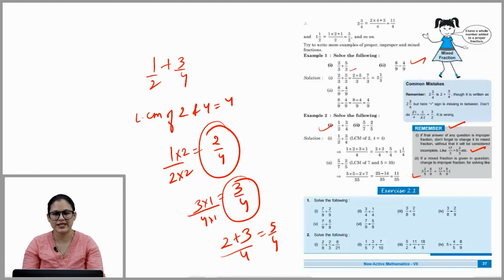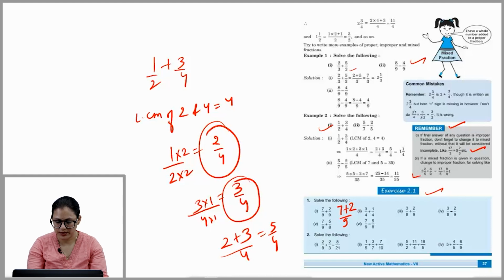Okay, let's do exercise 2.1. 7 by 9 plus 2 by 9. So, what will you get? You will only add the numerators. 7 plus 2 by 9. Okay, 7 plus 2 is equal to 9. 9 by 9 is equal to 1. So, 1 is the answer.